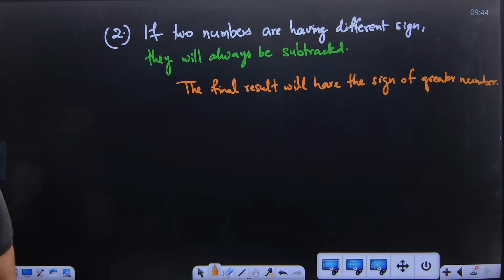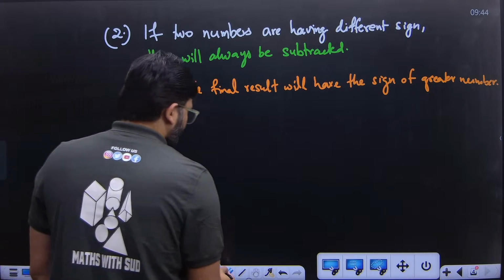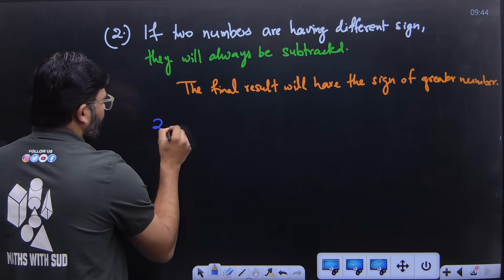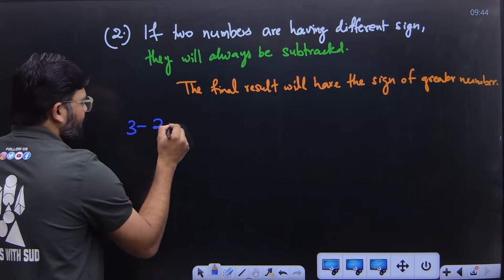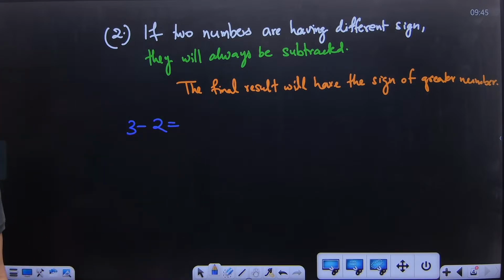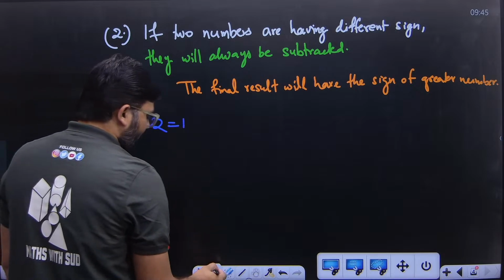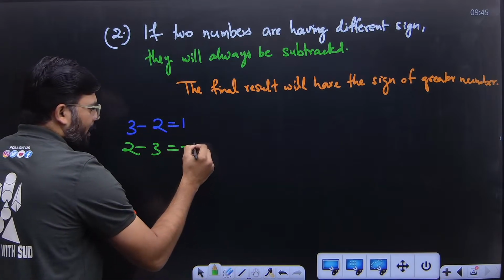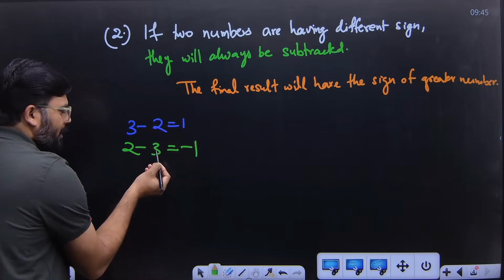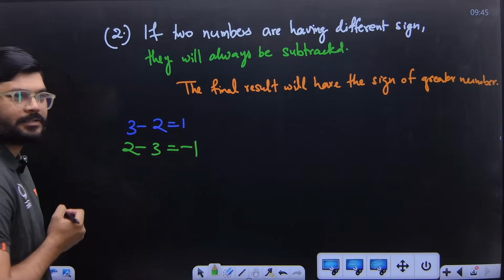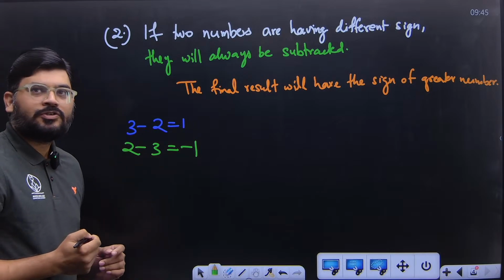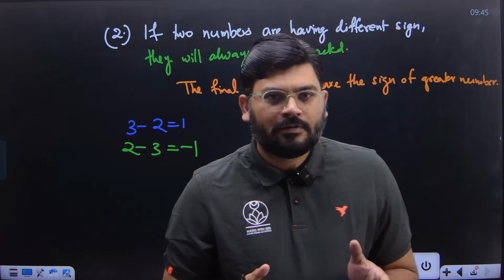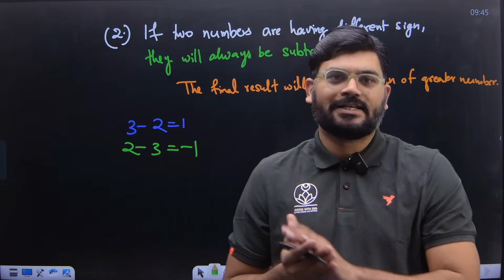So let us understand this part. If I write 3 minus 2, what will be the answer? 3 minus 2, 1. But if I write 2 minus 3, what this will become? Negative 1. Why? Because 3 is the greater number and you write it minus. The sign is minus. So now you must understand how this is happening. This is the rule I gave you, but how the rule is working, you should learn that as well.